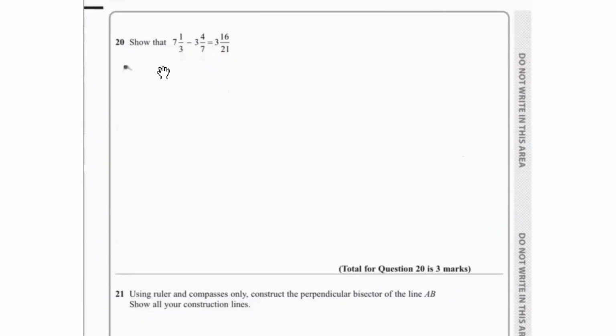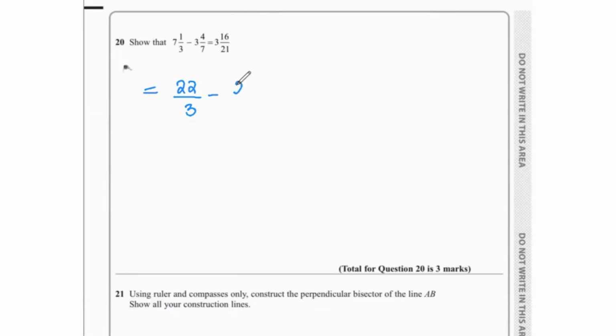Then show that 7 whole number 1 over 3 minus 4 whole number 3 over 7 equals 3 whole number 16 over 21. So we're subtracting two mixed numbers and we have to show that our answer equals the given value. So let's first convert the mixed numbers into improper fractions. You multiply the denominator with the whole number and add the result to the numerator. So 7 times 3 is 21. 21 plus 1 is 22. So the denominator is the same. What changes is the numerator. Again, 7 times 3 is 21.